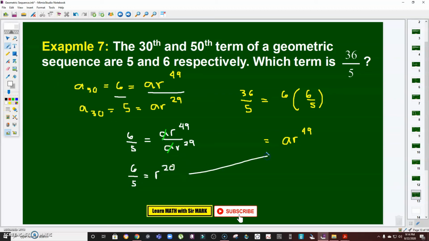There you go. So, I can plug that in now. So, therefore, 6 over 5 is r to the 20. See that? Therefore, 36 over 5 is a r raised to 69. And take note, our pattern, right? It's always plus 1 here. So, that is 69 plus 1, 70. So, as for the question, which term? Same as before, so the answer is the 70th term. Okay? 70th term. There you go.